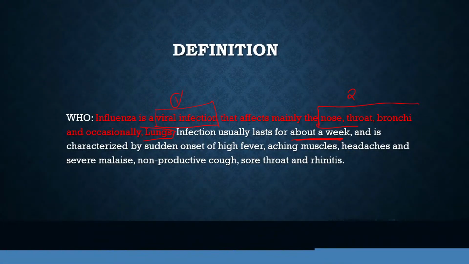And what are some of the symptoms? It could be high fever, A. It could be aching muscles, B. Probably headache, C. Just feeling general weakness, D. And then a dry cough, E. And sore throat, and then inflamed nose, G. So that's how flus are defined. And when you meet someone who is having these symptoms, they could be having a flu.